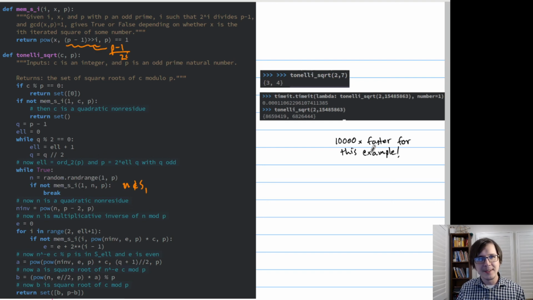So hopefully that shows you that going through all this effort of analyzing the structure of quadratic residues actually did something useful.